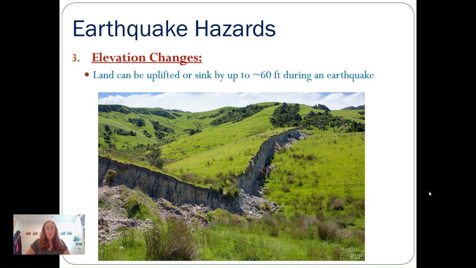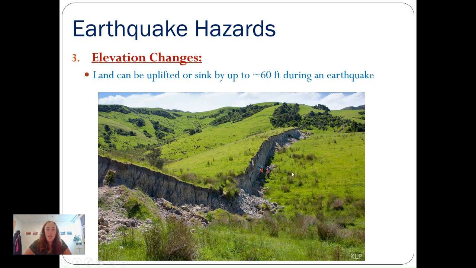All right, so moving on. So we have landslides, we have ground shaking. A third hazard associated with earthquakes is elevation changes. What I mean by that is that in any given earthquake, if it's large enough, the ground can either rise up by up to 60 feet, or in some cases about 100 feet, in a matter of seconds, or it could sink down in a matter of seconds. So land can either be pushed up or dropped down, depending on if it's a normal or a reverse fault, by about 60 feet in the largest magnitude earthquakes, in a matter of seconds.